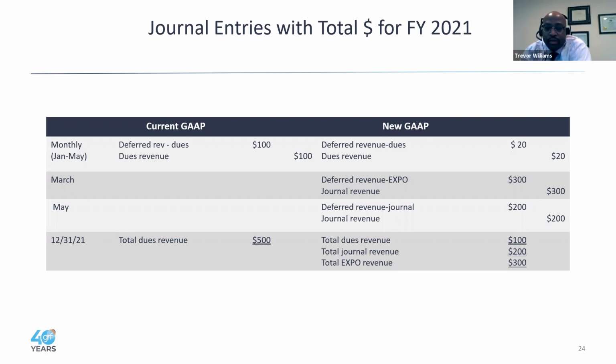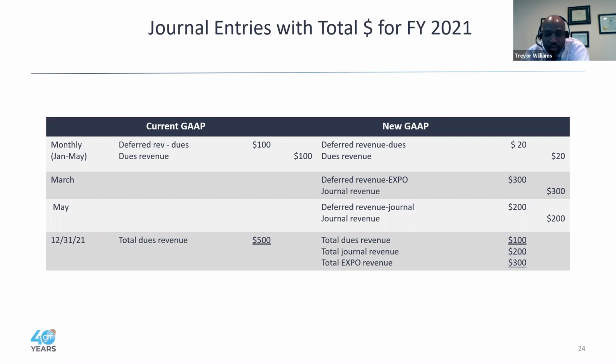Thanks, Amit. Again, we're now in 2021. For the months of January through May, we are now debiting the deferred revenue for the dues again of $20. That's $240 divided by 12, and we'll recognize dues revenue of $20. That'll be the same for the remaining months in 2021 for membership. In March, we have the expo, so we'll recognize that revenue as a debit to deferred revenue for the expo. You'll see we have a typo. I was thinking whether I should tell you now or in the breakout session, to see if anyone recognized it, but you'll see we have journal revenue there for $300, but that should actually be expo.